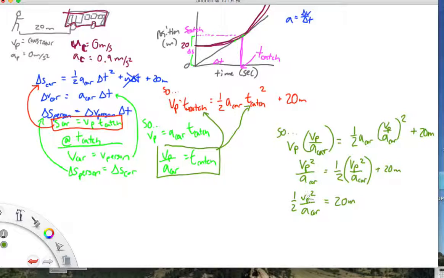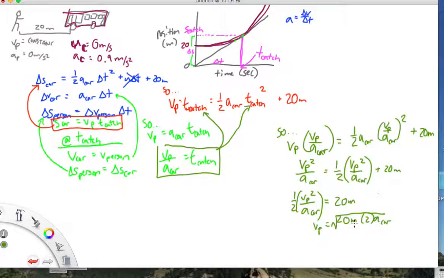Okay, now to solve for VP by itself. You're going to multiply by 2 on both sides because it's 1/2 times this. So it's going to be 2 times 2. And we're also going to need to multiply by a to get rid of the a on this side. So it's going to be times a car. I'm doing this all in one step, I apologize. And we're going to need to get rid of the square root. So we're going to square root this side, and this will all equal VP.